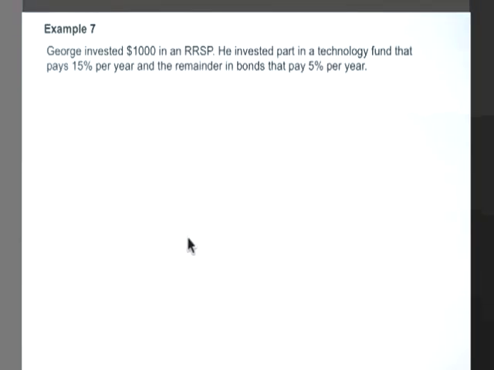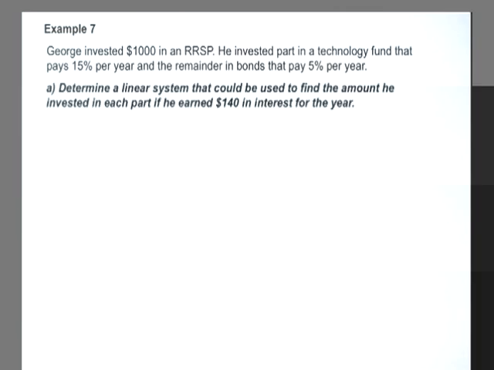So example 7, George invested $1,000 in an RRSP. He invested part in a technology fund that pays 15% per year, and the remainder in bonds that pay 5% per year. So what you're going to do then is determine the linear system that could be used to find the amount he invested in each part if he earned $140 in interest for the year.